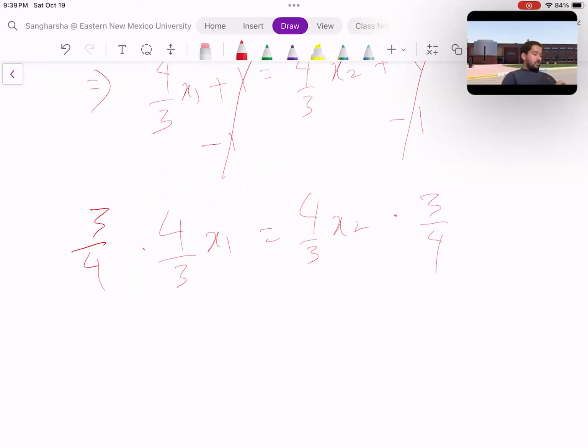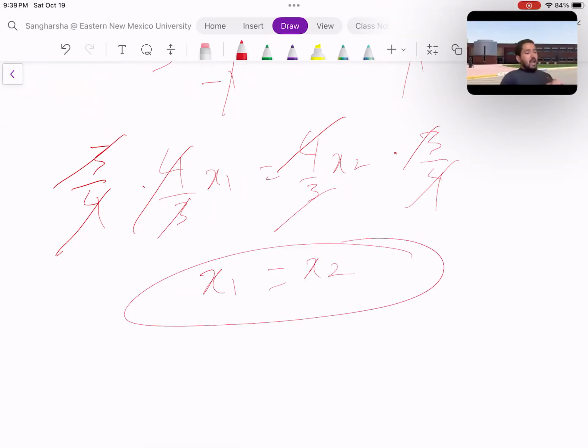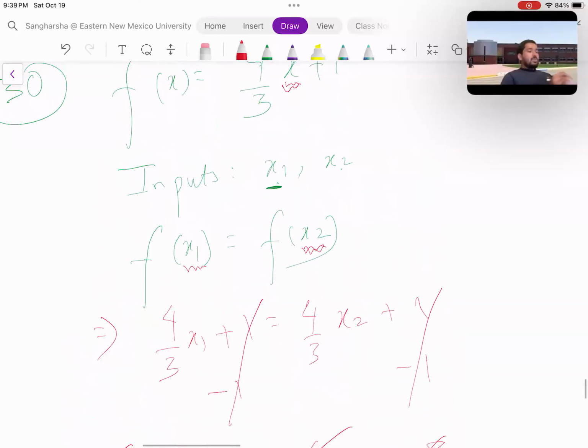3 over 4. So 3, 3 cancel, 4, 4 cancel, 4, 4 cancel, 3, 3 cancel. So we have x1 equals x2. See how we started? We started with two different inputs. We didn't know that x1 and x2 are exactly the same. We had two different inputs, but we considered their outputs to be the same. We had inputs different, but the outputs were the same.